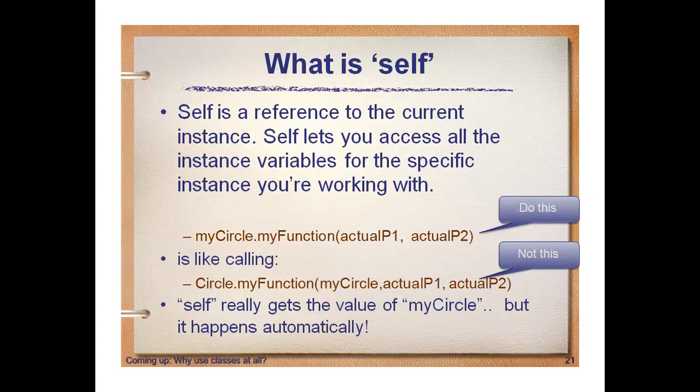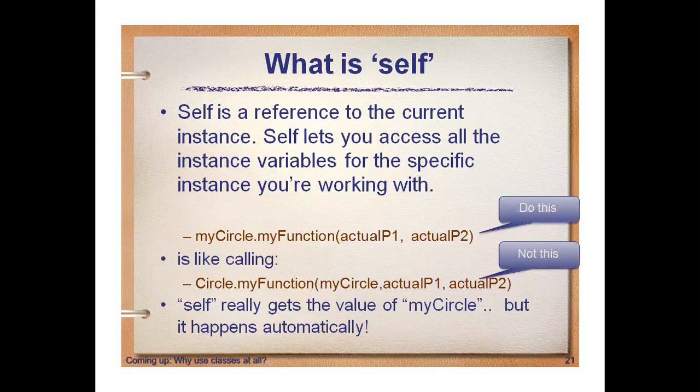Now, one of the most important things that I keep on discussing: what is self? Self is a reference to the current instance we are going through. The word self itself indicates that I am indicating myself, so the method is referring to itself. How is this done, let's see. Self lets you access all the instance variables for the specific instance you are working with.